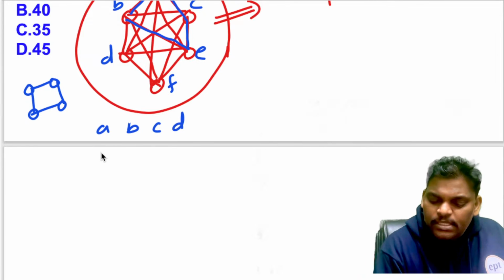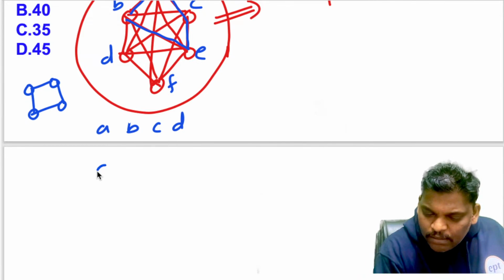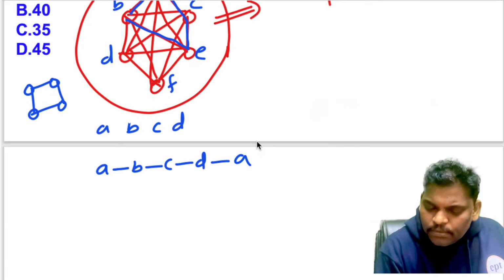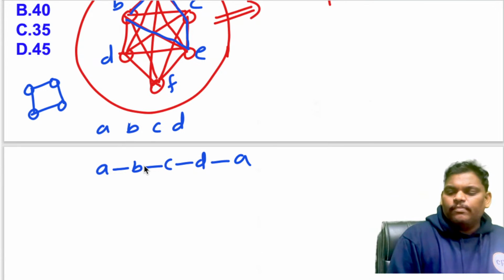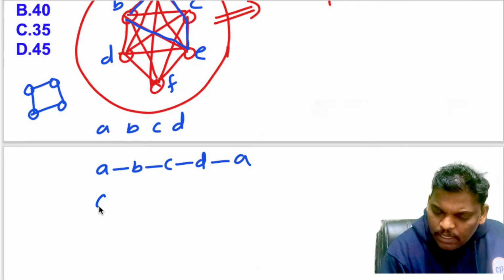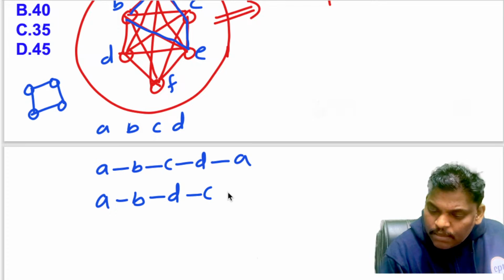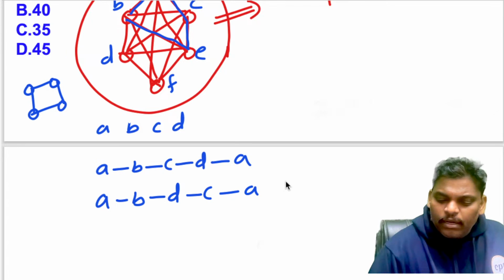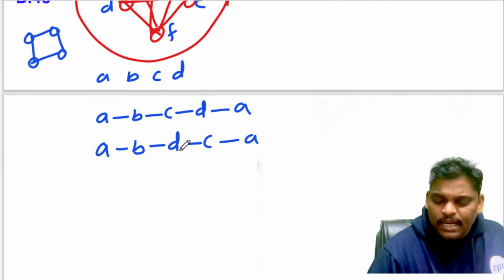Now see the cycle of A, B, C, D. A to B, B to C, C to D, D to A. So totally 4 edges. And one more thing, listen: A, B, D, C, A. So I changed the C and D.